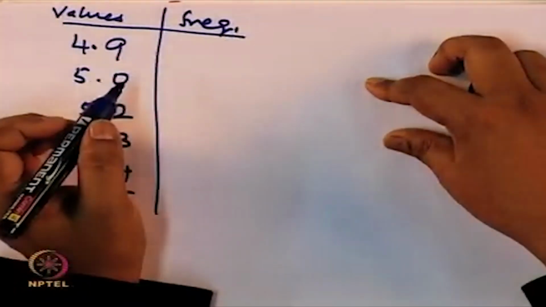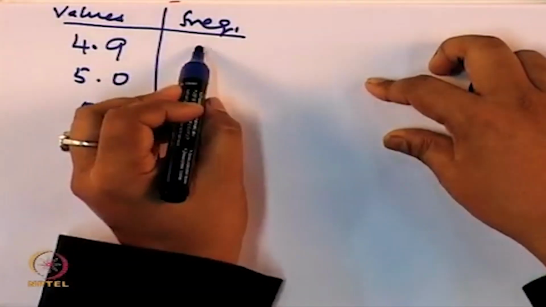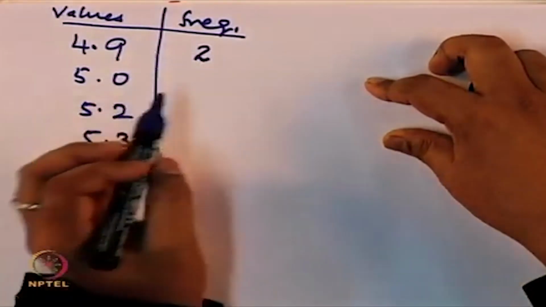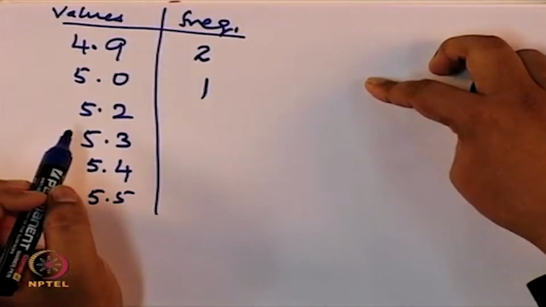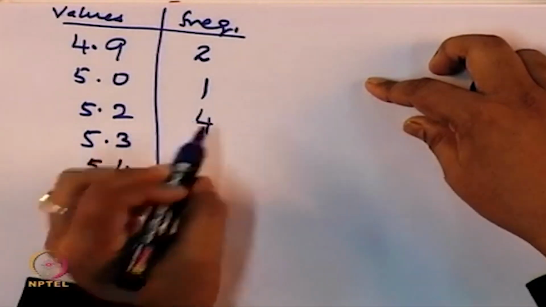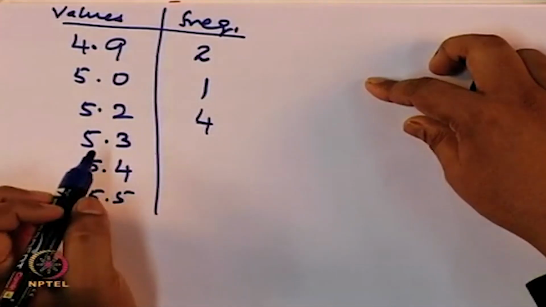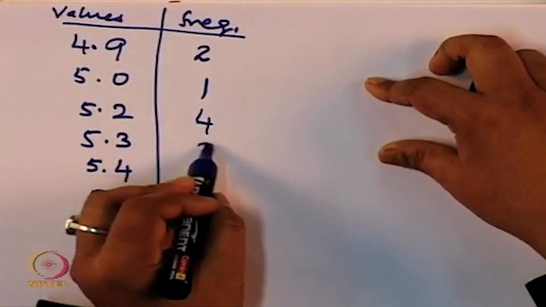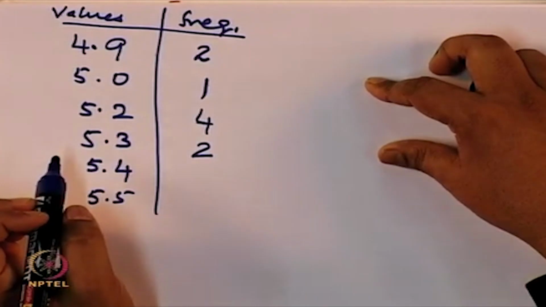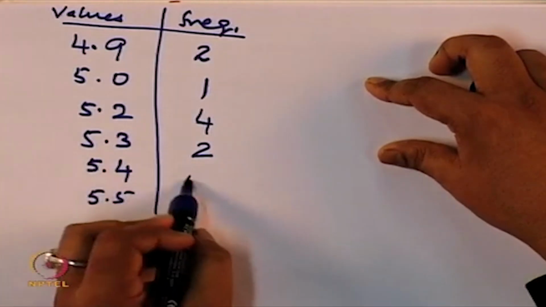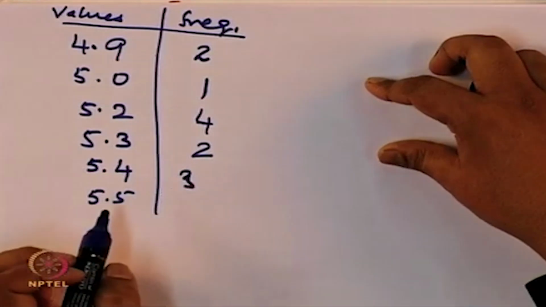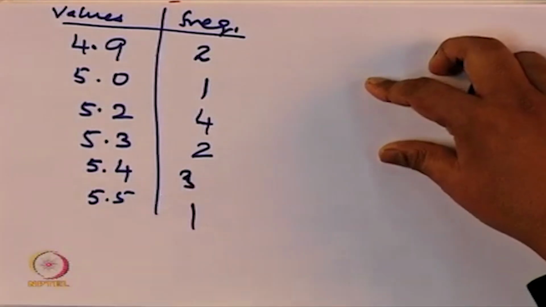Okay. 4.9 appears twice, 5 appears once, 5.2 appears 1, 2, 3, 4 times, okay. 5.3 appears 2 times, 5.4 appears 3 times, and 5.5 appears once. Okay.